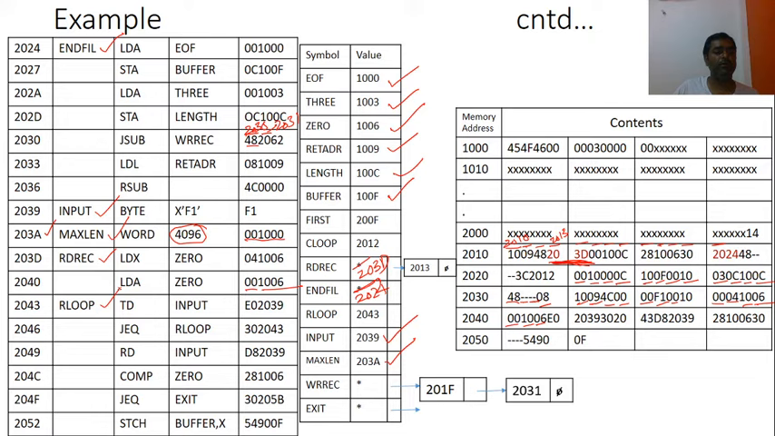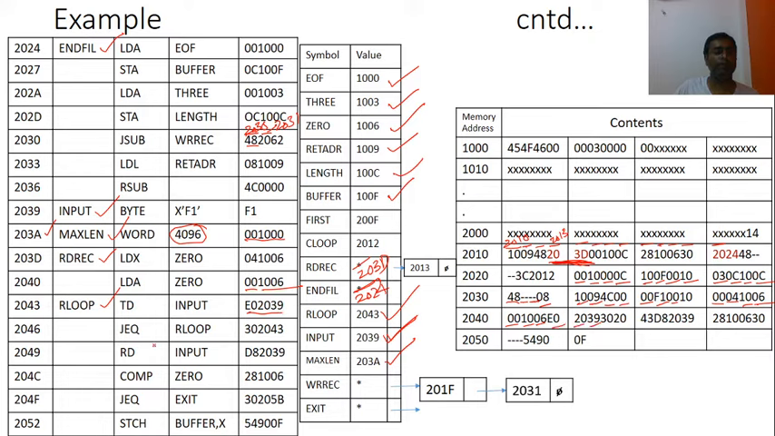Now the next instruction is RLOOP TD INPUT. There is a label. We have to insert this label in the symbol table. RLOOP. And what is the value corresponding to RLOOP? 2043. And the instruction is TD INPUT. Just check from the symbol table whether INPUT is defined earlier or not. Where is INPUT? This one is defined earlier. So we can assemble this instruction. What will be the object code? E02039. It is loaded here.